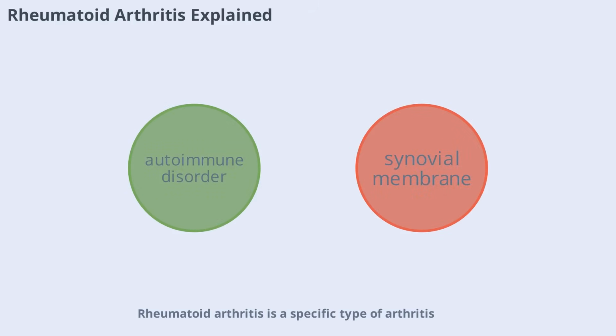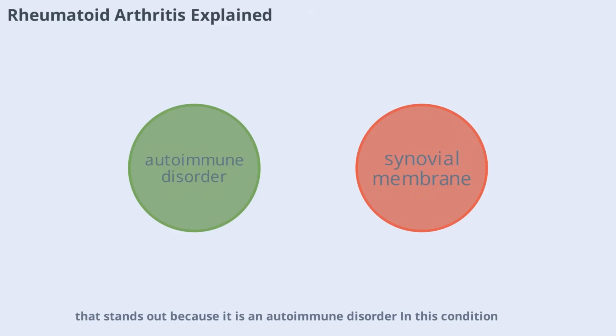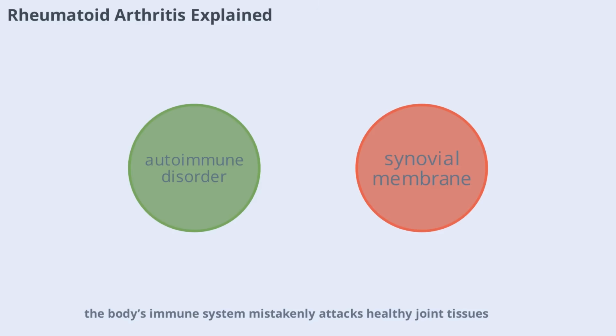Rheumatoid arthritis is a specific type of arthritis that stands out because it is an autoimmune disorder. In this condition, the body's immune system mistakenly attacks healthy joint tissues. This leads to inflammation and thickening of the synovial membranes, and eventually the breakdown of articular cartilage. The result is chronic pain, swelling, and progressive loss of joint function. Understanding the autoimmune nature of rheumatoid arthritis is important for both treatment and prevention strategy.